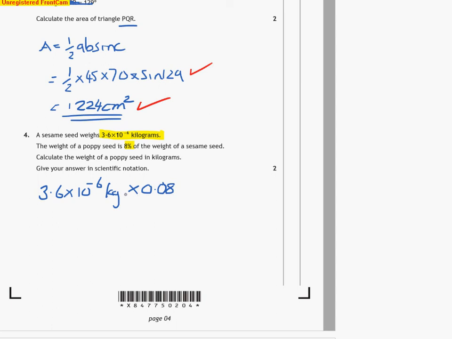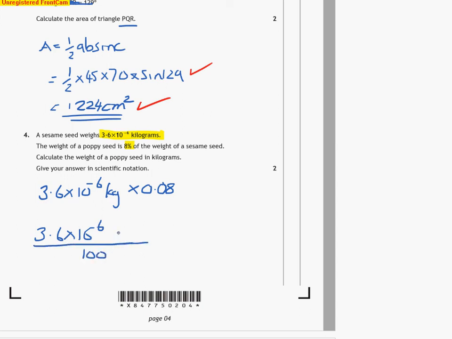Okay, if we times it by that, that's going to give us the 8% of that number. If we times it by 0.1, that would give us 10%. Times by 0.2, that would give us 20%. Times by 0.3, 30. If we times it by 1.3 or 1.4, that's going to give us a 30% increase, 40% increase. Okay, but this is going to give us the 8% of that. And what we're actually doing there, if you were to think about the workings of that sum, we're doing 3.6 times 10 to the minus 6, and we're dividing it by 100.